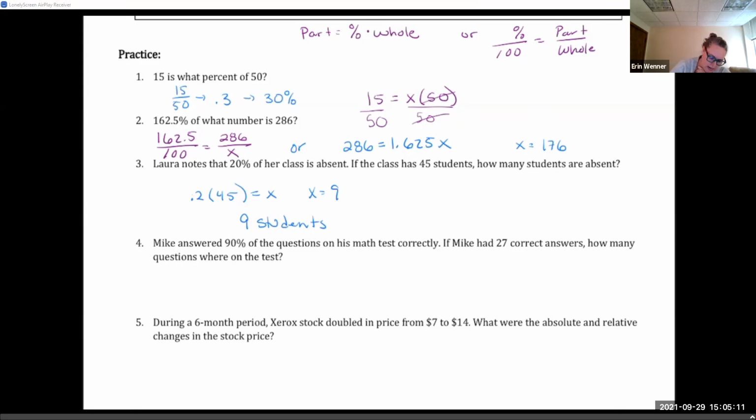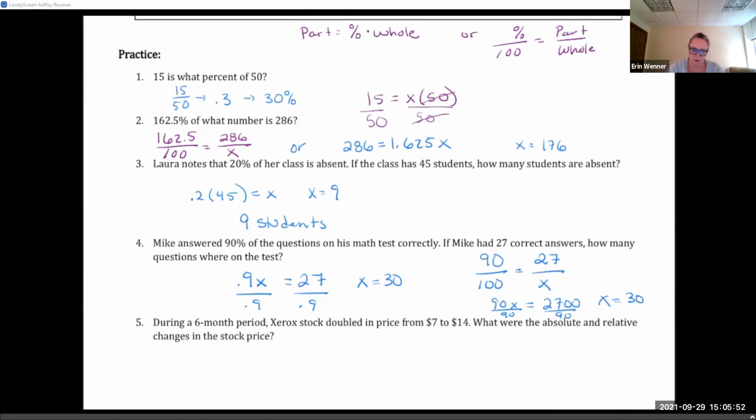Okay, so 90% or 0.9 of some amount equals 27. So we're going to divide both sides by 0.9, and that's going to give us 30. If that first step of taking the percent number and writing it as a decimal number is confusing, we can solve it as a proportion. It says 90 out of 100 equals 27 out of X. So X times 90 gives us 90X. 100 times 27 is 2,700. Divide both sides by 90, and we will still get an answer of 30.